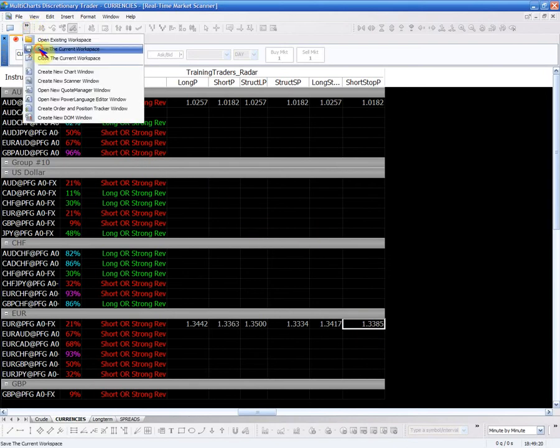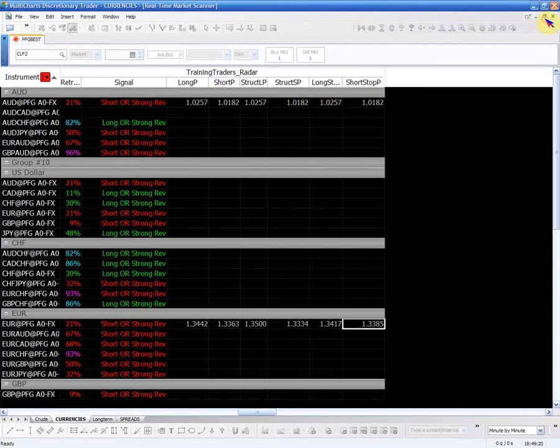Okay, that is the euro dollar. Let me save that.